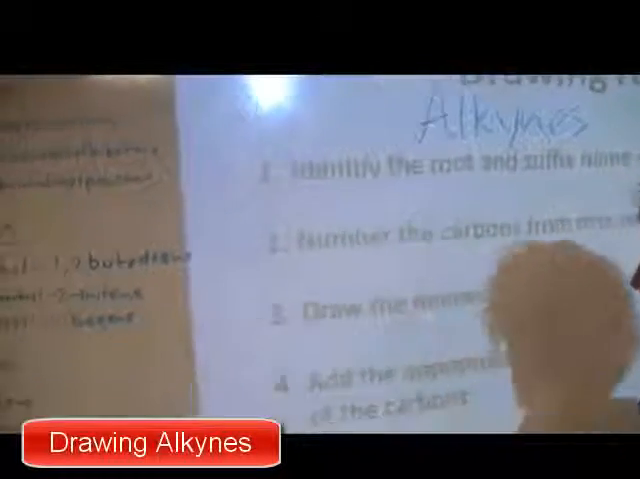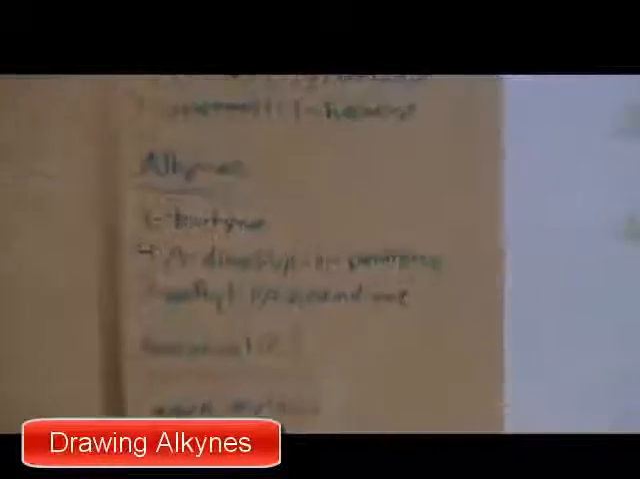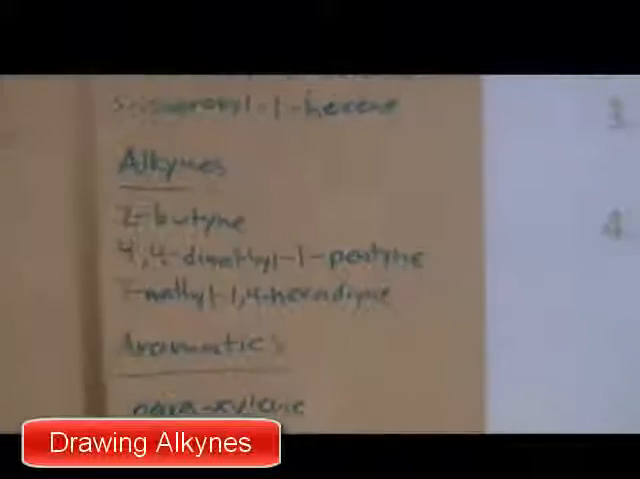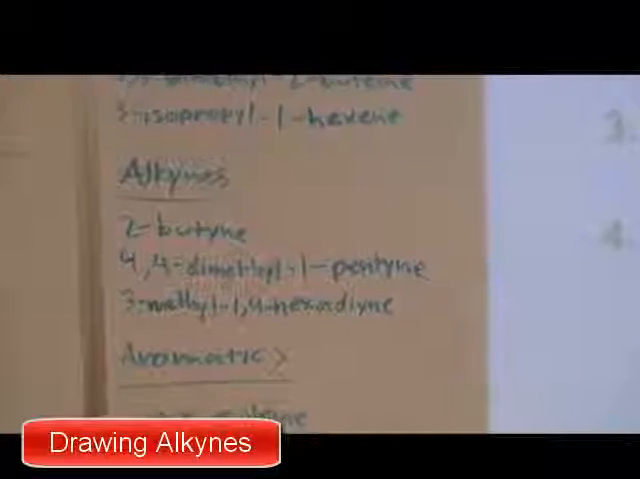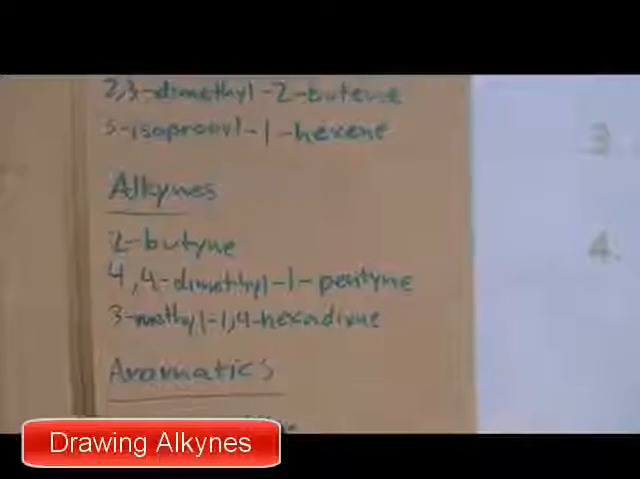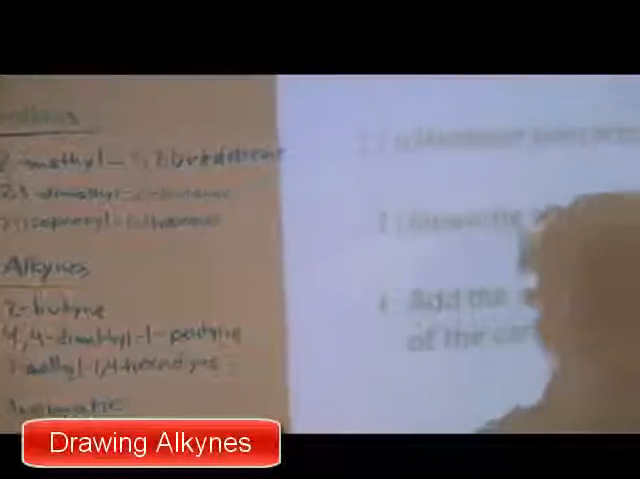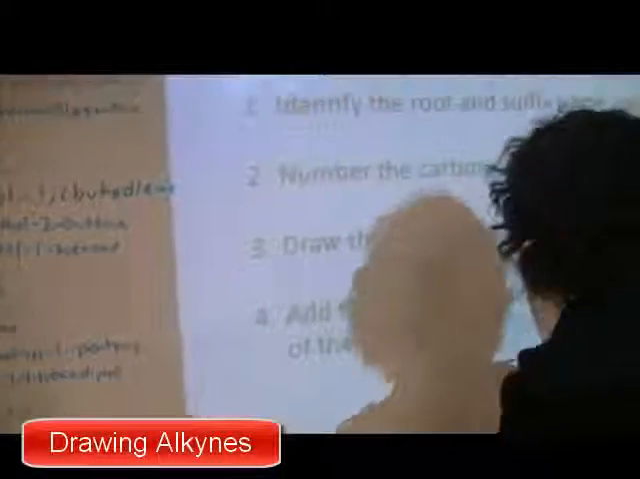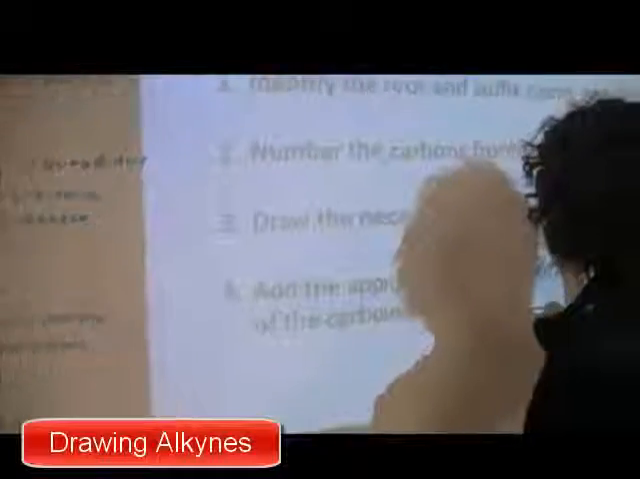Okay, so the first alkyne is easy, 2-butyne. It's a carbon chain of 4 carbons and a triple bond in the bond number 2. So it will be like this.